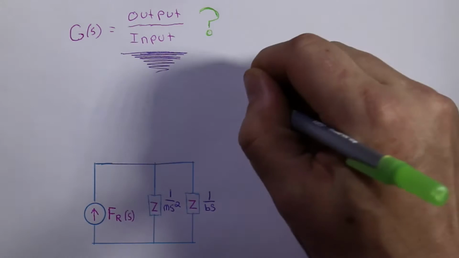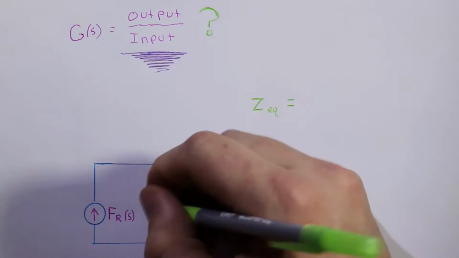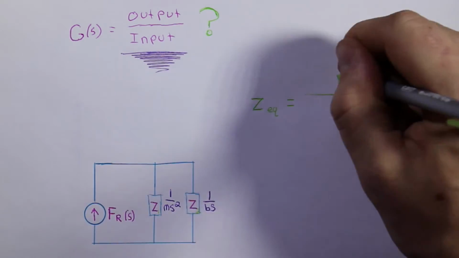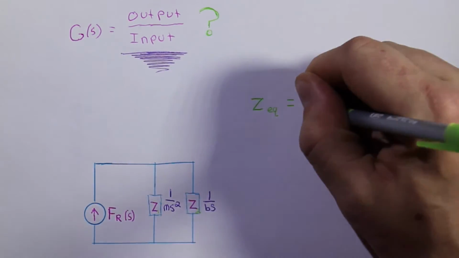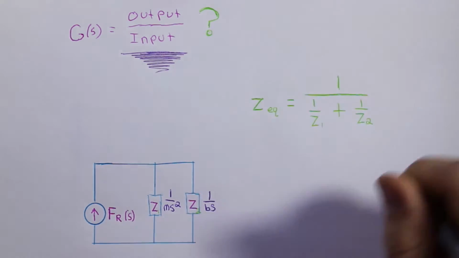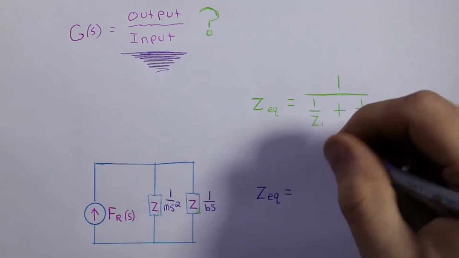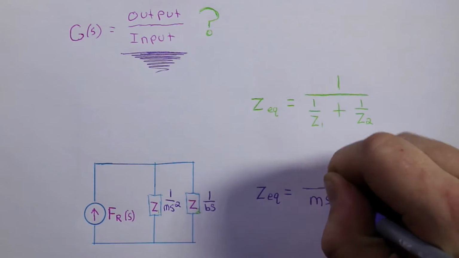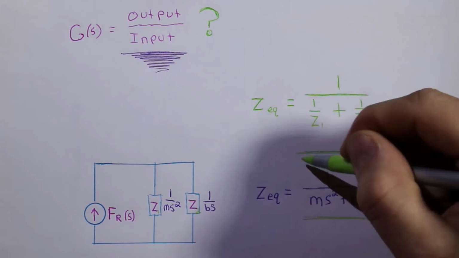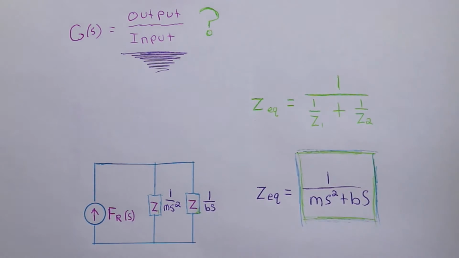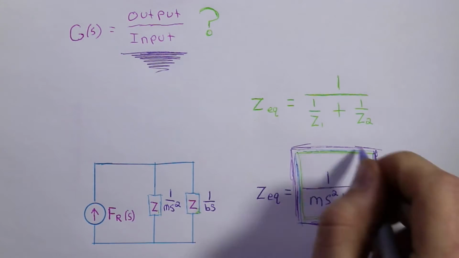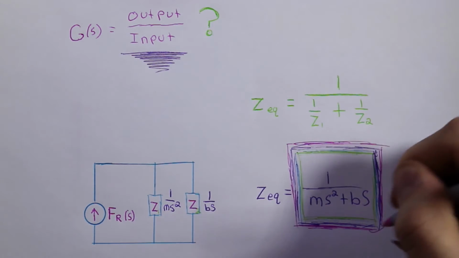Now, to find how our outputs correlate to our inputs, we have to find the equivalent impedance of our system. And to do this, we just use the parallel combination equation we learned in circuits. And our Z equivalent is our G of S, 1 over ms squared plus bs.